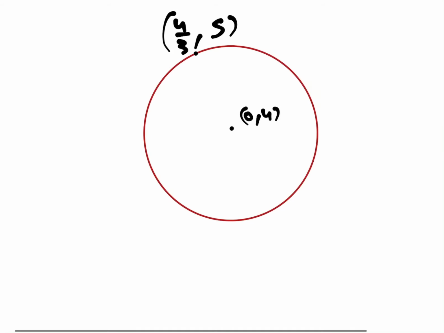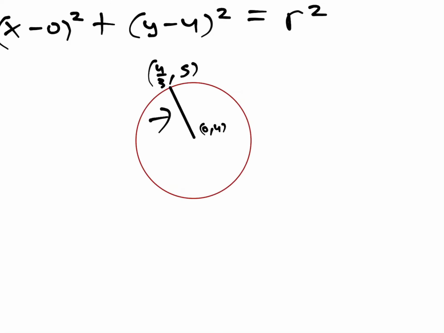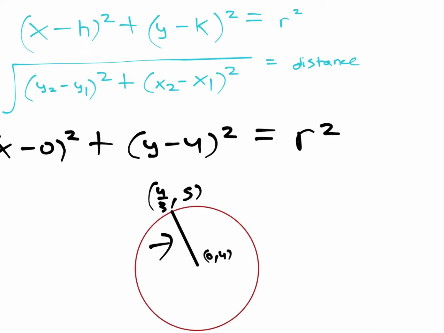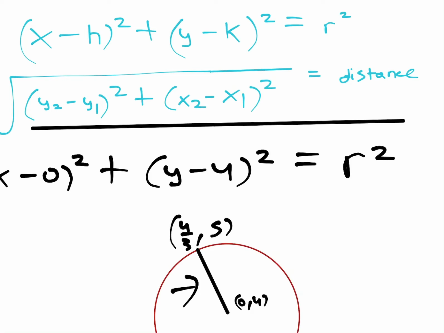Now we need to know what the radius is, which is essentially this line. If I were to draw this right here, essentially what is the length of this line? So to figure this out, we basically need to figure out the distance between these 2 points, 0, 4 and 4/3, 5. And to figure this out, what we want to do is use the distance formula, which I wrote above, which is the square root of the quantity (y2 minus y1) squared plus the quantity (x2 minus x1) squared.